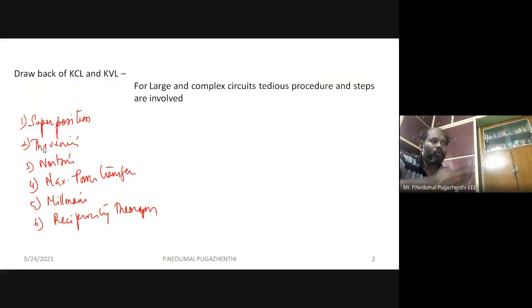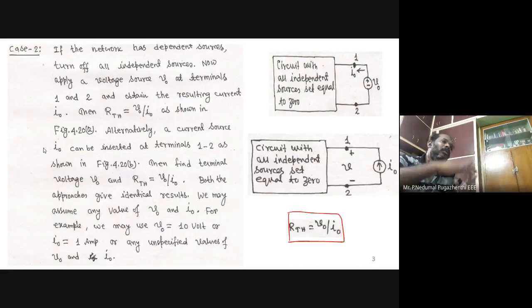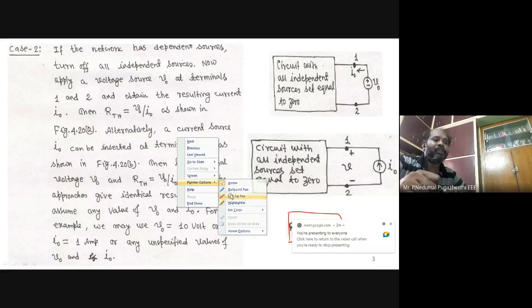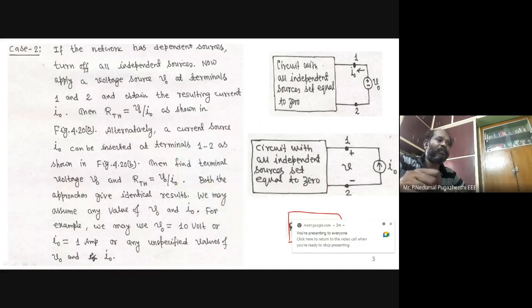You know that the drawbacks of KCL and KVL have let these theorems exist, and they have made it very simple actually. So, we have discussed this particular slide in the previous class, when we were discussing Thevenin's theorem.